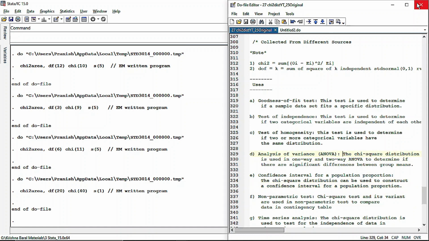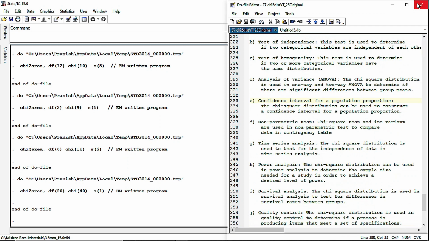The chi-square distribution is used in one-way and two-way ANOVA to determine if there are significant differences between group means. It is also used in determination of a confidence interval for a population proportion. Non-parametric test: the chi-square test and its variants are used in non-parametric tests to compare data in a contingency table. In time series analysis, the chi-square distribution is used to test for the independence of data. For power analysis, the chi-square distribution can be used to determine the sample size needed for a study in order to achieve a desired level of power.